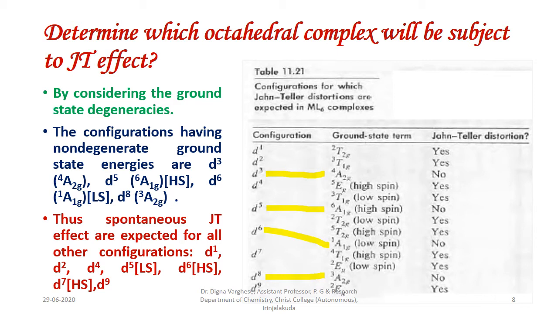thus obtained for other configurations like d1, that is 2T2g, and for d2, 3T1g. d4 high spin having 5Eg, and d4 low spin having 3T1g, and for d5 low spin having 2T2g, and for d6 high spin having 5T2g, and for d7 having 4T1g high spin and 2Eg low spin, and d9 having 2Eg. All these configurations show Jahn-Teller distortions.